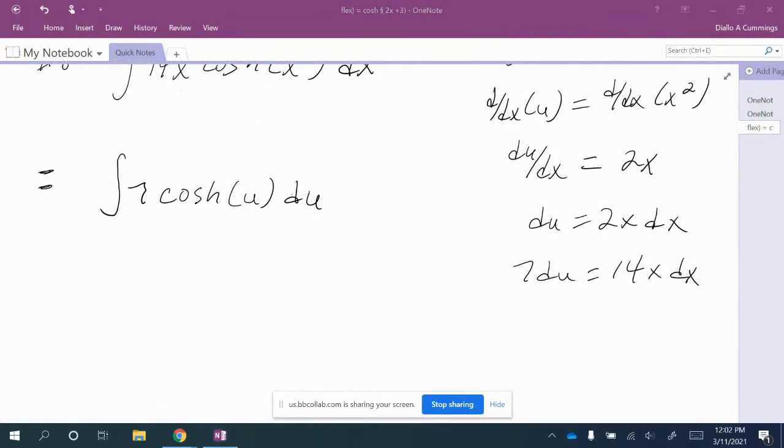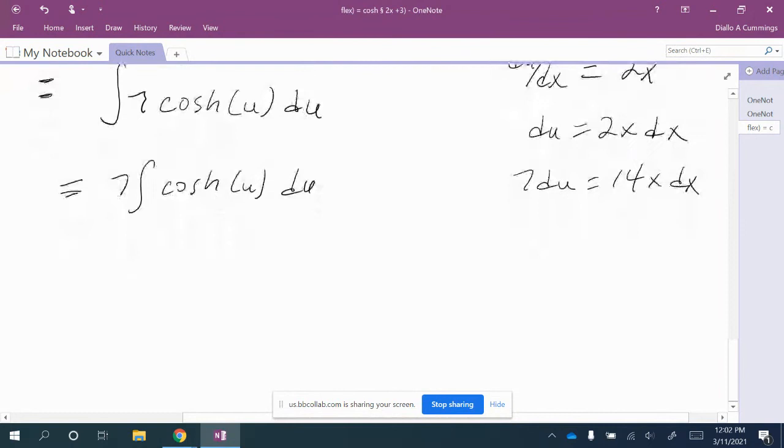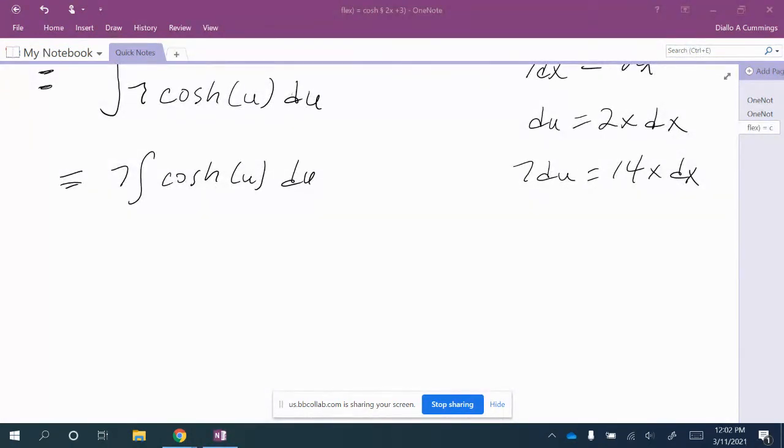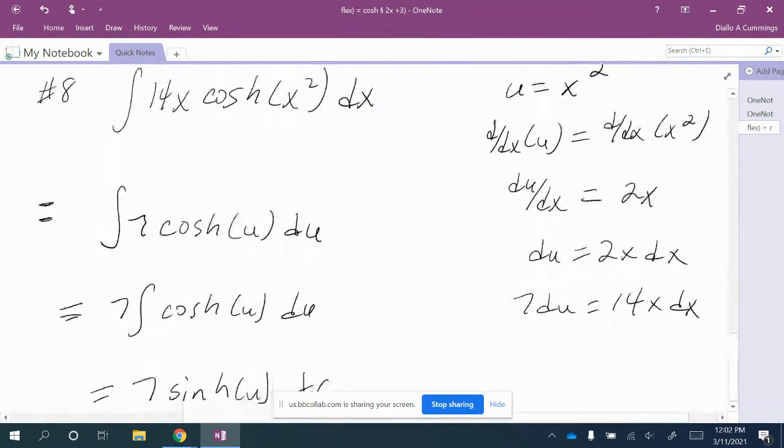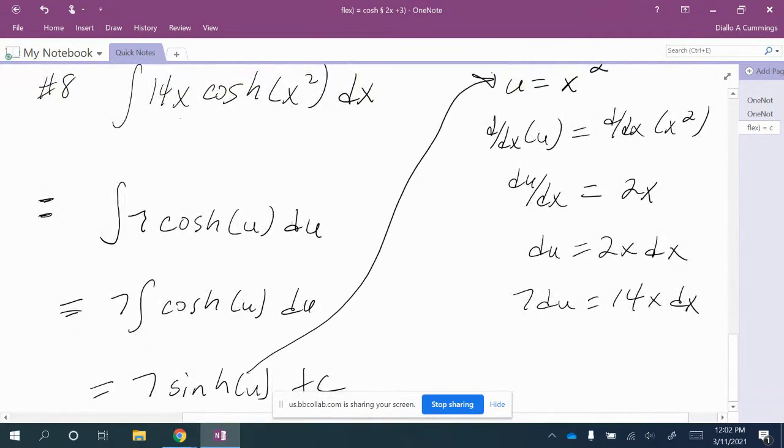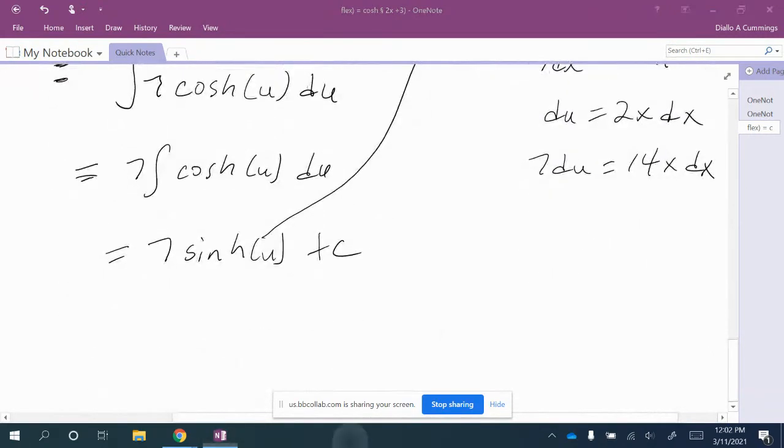And now we'll integrate. So I'll pull 7 in front of the integral operator. I'll use a formula to integrate the hyperbolic cosine, which is the hyperbolic sine of u. And then I'll back substitute u for x squared. So we have 7 times the hyperbolic sine of x squared plus the arbitrary constant.